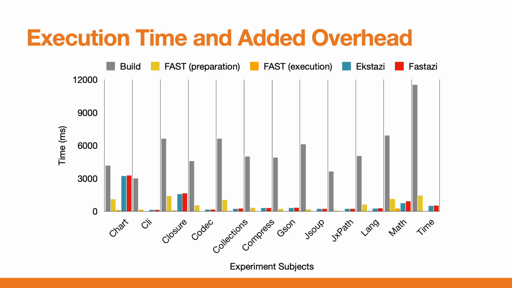And then we have Ekstazi, which is the selection step that happens after the compilation. In a few cases, it's similar to the compilation, but in most cases, it's much less than that. And then Fastazi would just be the time it takes for Ekstazi to run, plus the time that FAST takes to prioritize the selected tests. So compared to only running test case selection, the additional overhead of also prioritizing is extremely small.